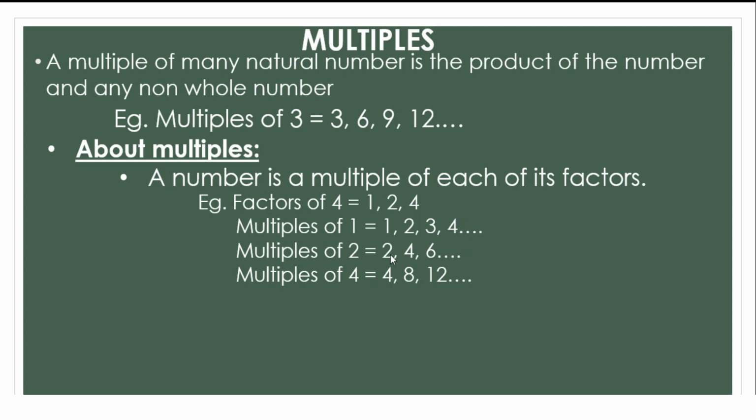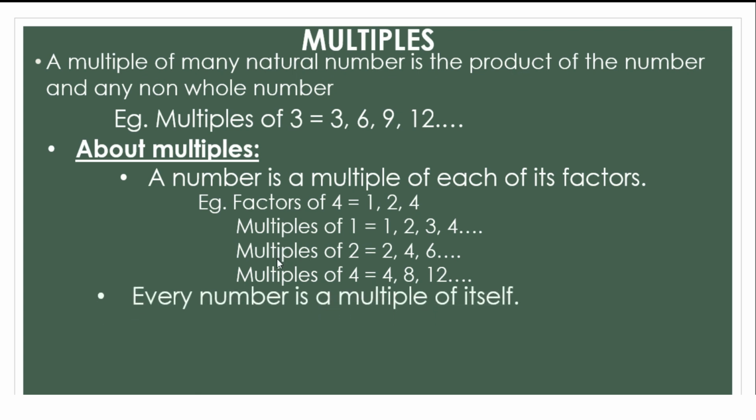Multiples of 2 are 2, 4, 6, 8 and so on. So again 4 is a multiple of 2. Multiples of 4 are 4, 8, 12, 16 and so on. That's what is given here: a number is a multiple of each of its factors.